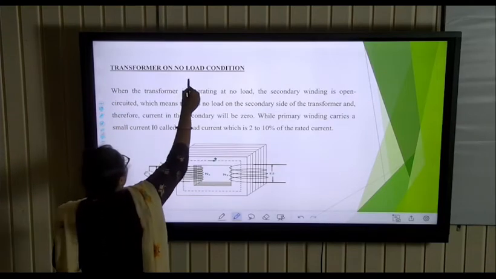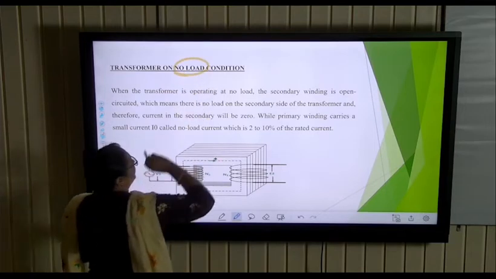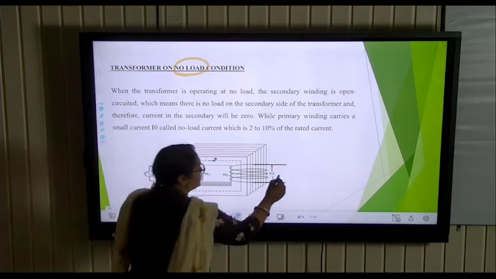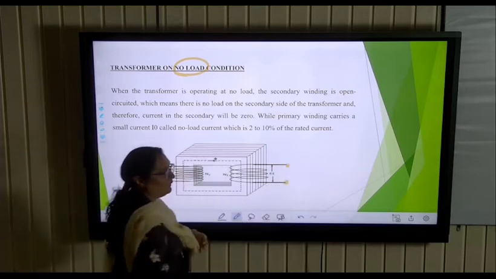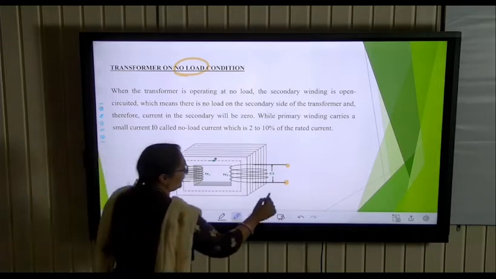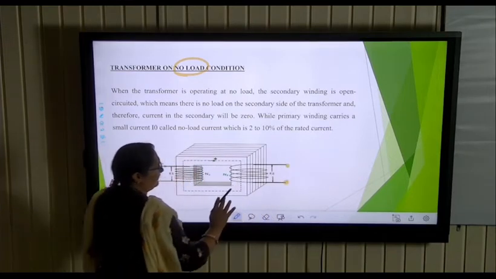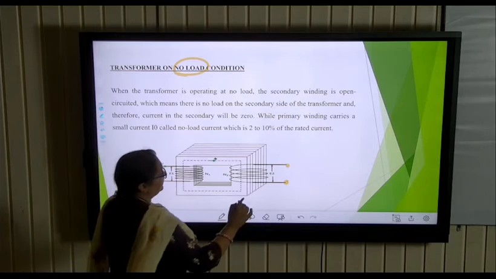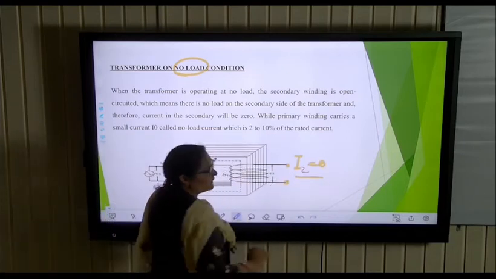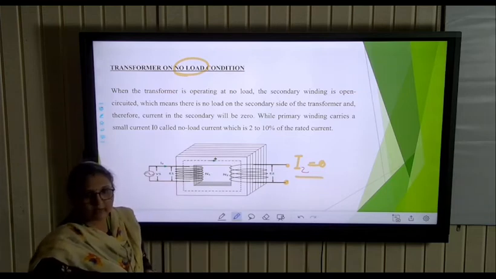So first we will discuss the case when the transformer is on no load. No load means your secondary is kept open. As you can see, no load is connected and your secondary is open. So definitely on the secondary side there will be no current.